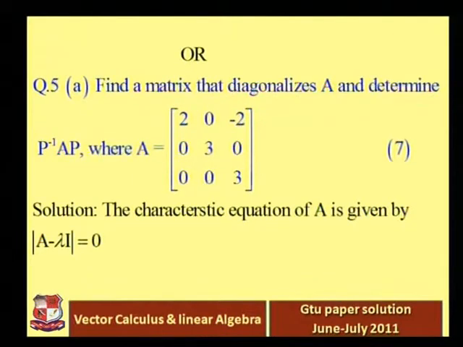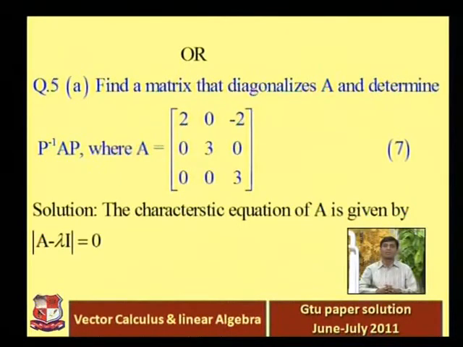5a. Find the matrix that diagonalizes A and determine P inverse AP, where A is equal to 2, 0, minus 2, 0, 3, 0, 0, 0, 3. In fact we have to do the same process here, but just the eigenvectors we have to convert into column vectors. So that is our matrix P.